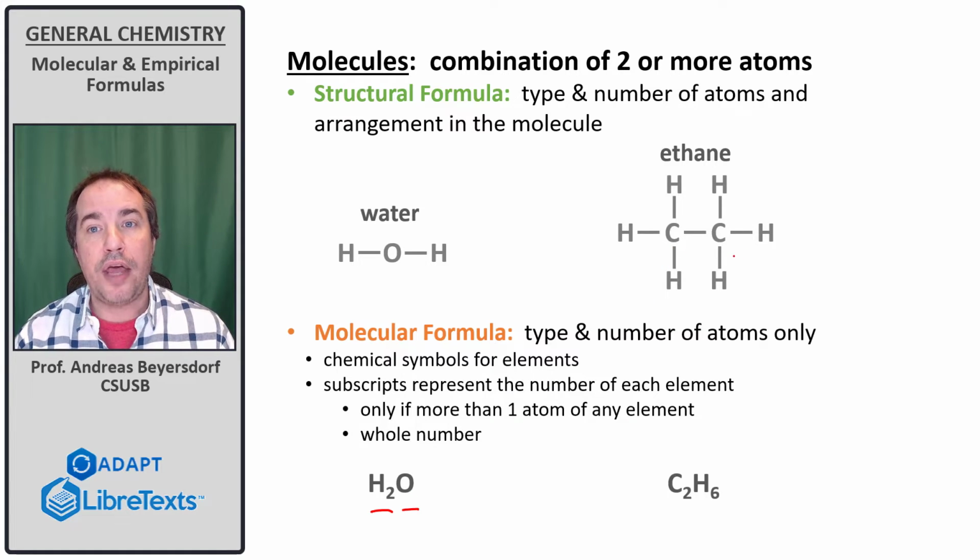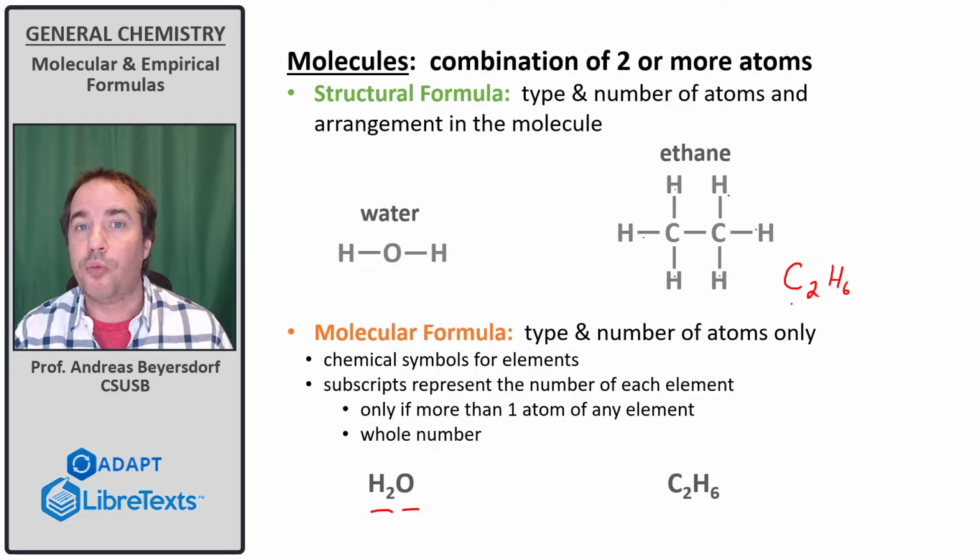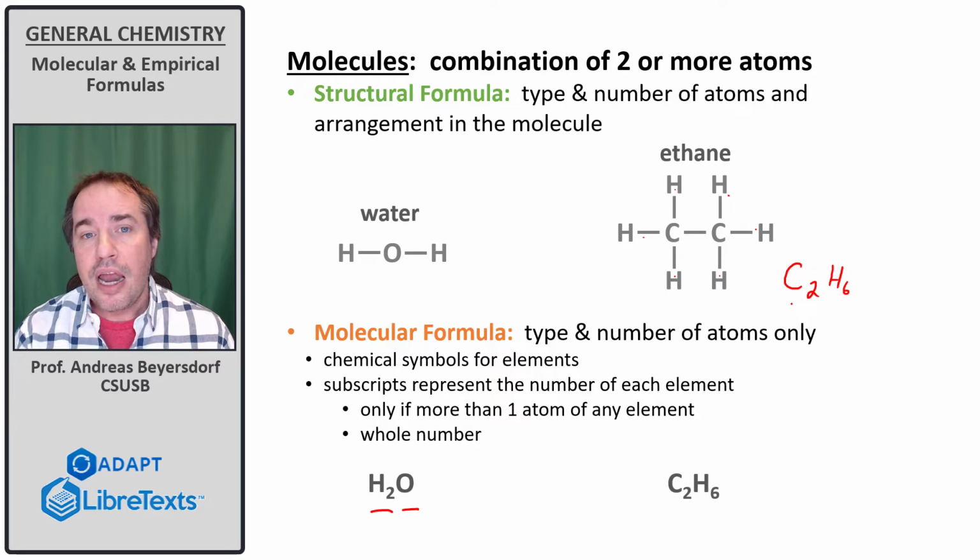Now for ethane, we have two carbons, so that's C2, and then we have 1, 2, 3, 4, 5, 6 hydrogens, so that's C2H6. Now the order of the elements in the molecular formula really depends on the type of molecule it is. Typically, if it's something called a hydrocarbon, that means it has hydrogen and carbon, the carbon goes first. But this will vary from one type of molecule to the other. Now, a key thing with molecular formulas is that all of these subscripts are whole numbers.